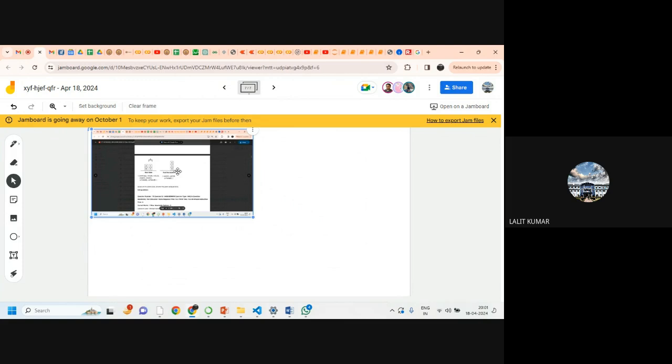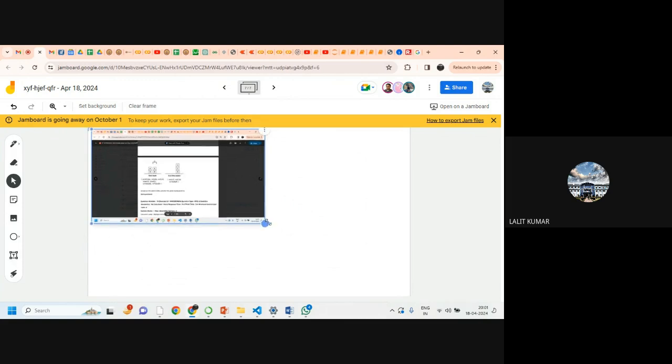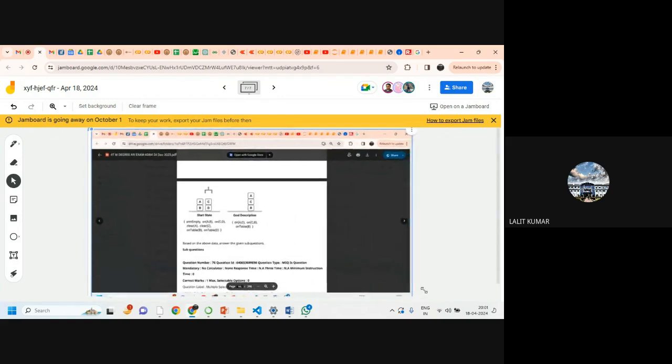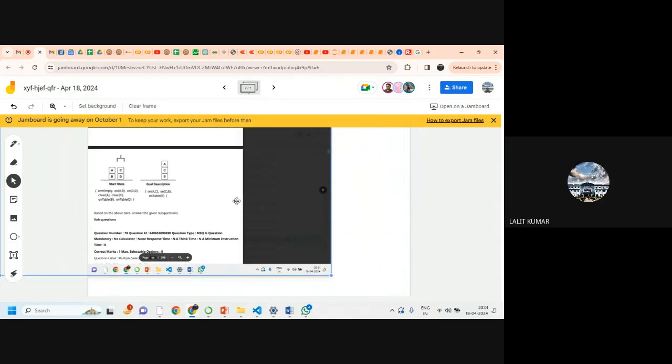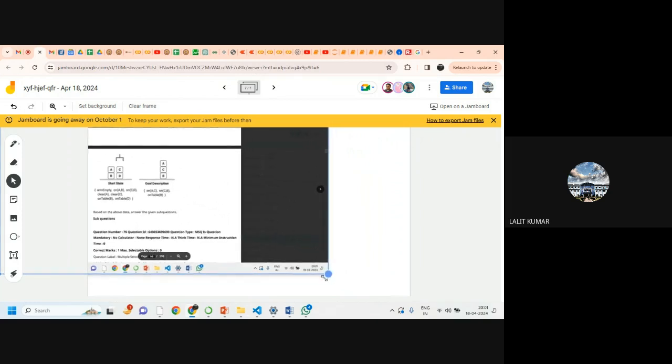Can we crop this again? Here, the crop option is not available. I think when you take the screenshot, you have to crop it there only. Okay, no problem. I'll do that here only.